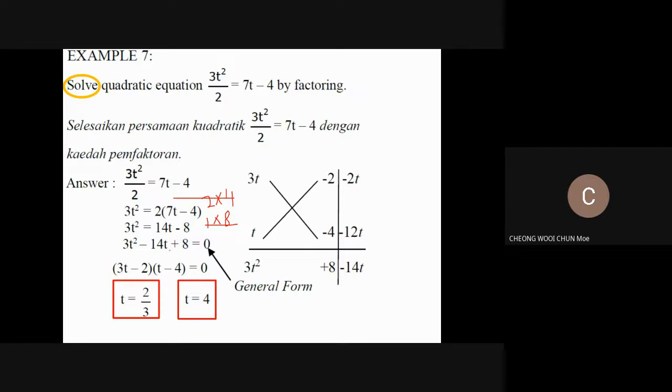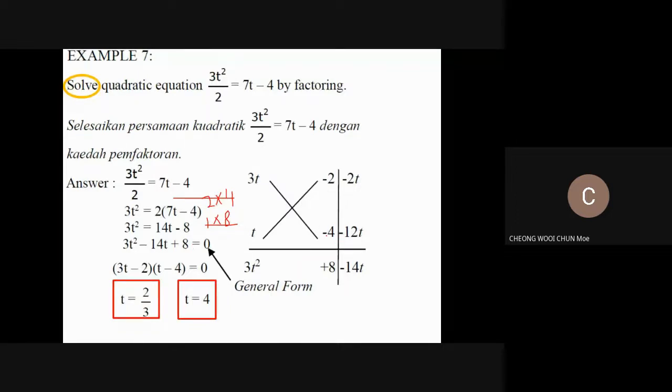So then here is positive. Both positive means either both positive or both negative. But this one, if both positive, impossible to get negative. So if I put both negative, I can get negative. So I put both negative. Negative, negative, positive. 2 times 4, you get 8. Same or not? Same.